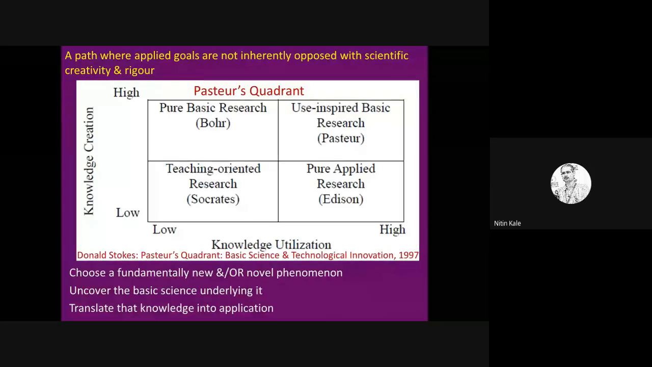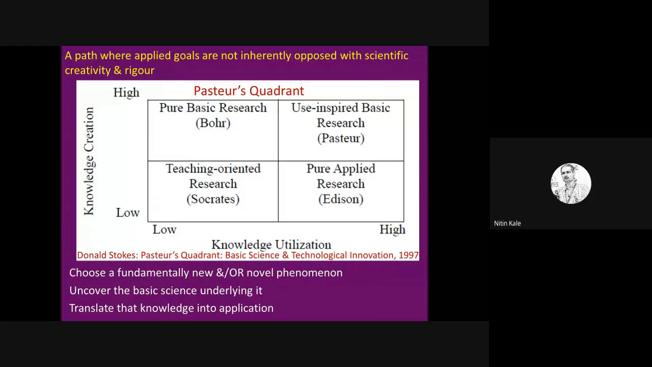This has nothing to do with MEMS. It talks about something called Pasteur's quadrant. This is from a book by Donald Stokes, Pasteur's Quadrant, and the title is Basic Science and Technological Innovation, published in '97. The idea is that the research path and the product development path can be such, looking at Pasteur's work, where applied goals are not inherently opposed to scientific creativity and rigor.